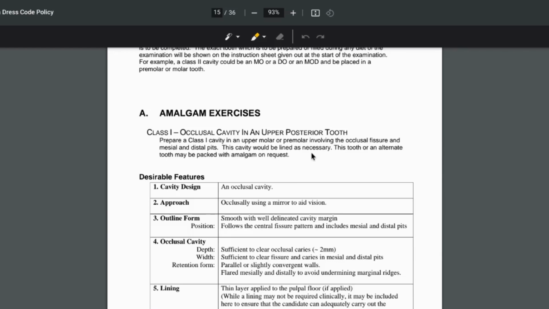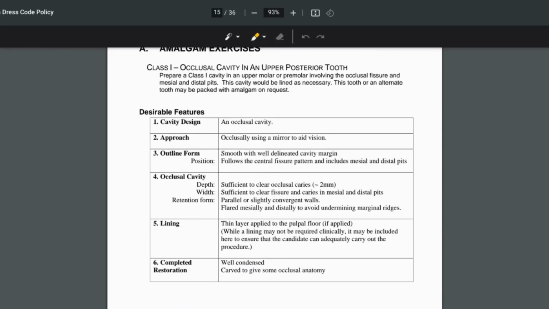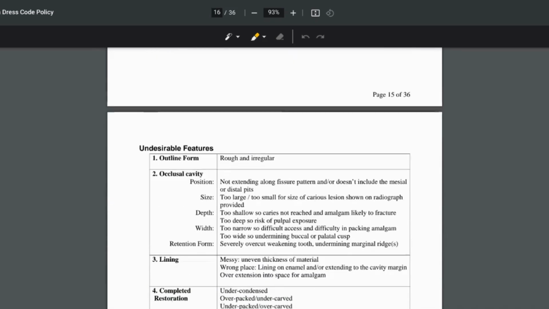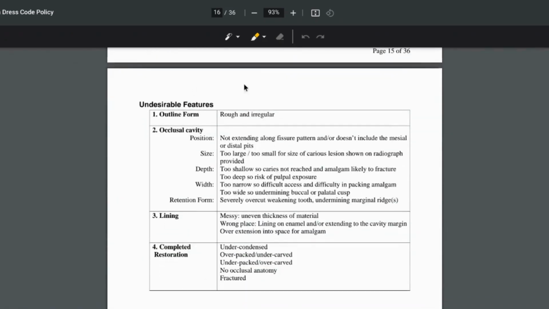So this is the exercise description. How will you be told about the exercise? For example, class 1, occlusal cavity in upper posterior tooth. They will mention the side, right or left, as well. And they will say prepare a class 1 cavity in an upper molar or premolar, whichever tooth they tell you, involving the occlusal fissure and mesial or distal pits. Cavity should be lined as necessary. This tooth or an alternate tooth may be packed with amalgam on request.